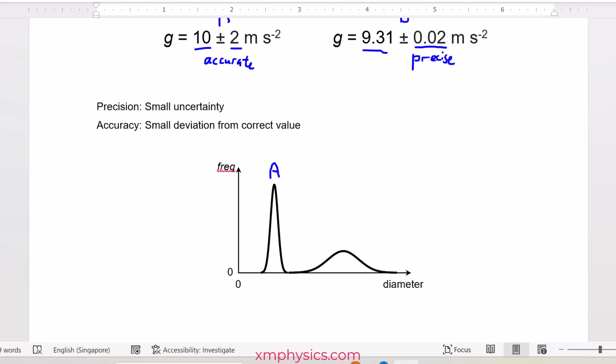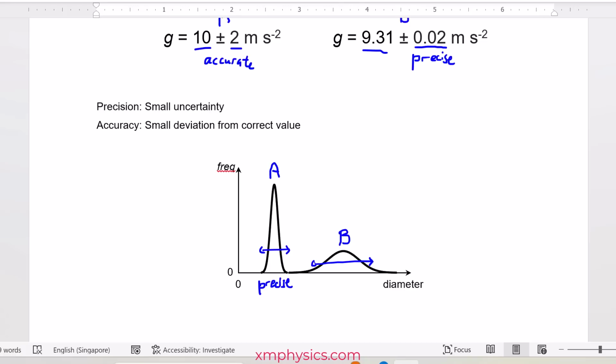This is company A's distribution, this is company B's distribution. So which company produces wires which are more precise? Precision-wise, company A's wires are more precise. The reason is because the spread in the diameters is much smaller than the spread in company B's wires' diameters. So A is more precise.